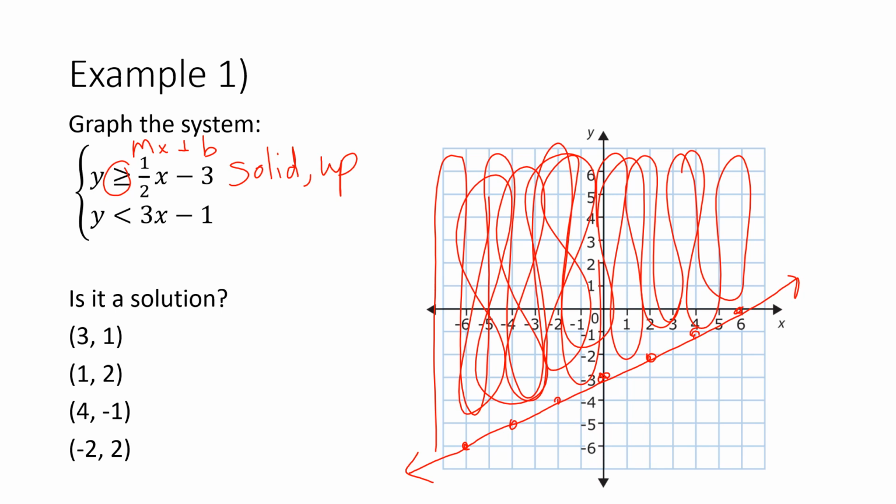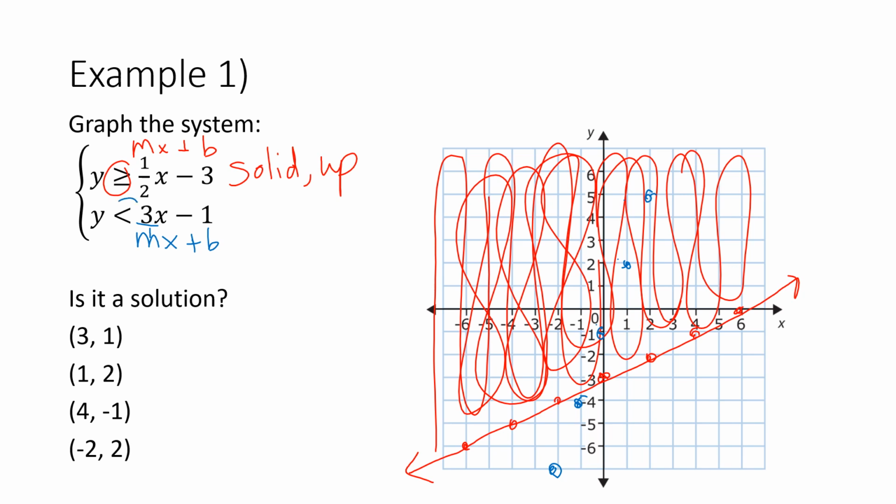The second inequality is also already in mx plus b format, so we can plot these points pretty quickly. We'll begin with b, so we'll start at -1 on the y-axis. Our slope is 3. We can treat this as 3 over 1, so we're going to rise 3, run 1. When you run out of room that direction, we can go back the opposite way. Down 3, back 1.